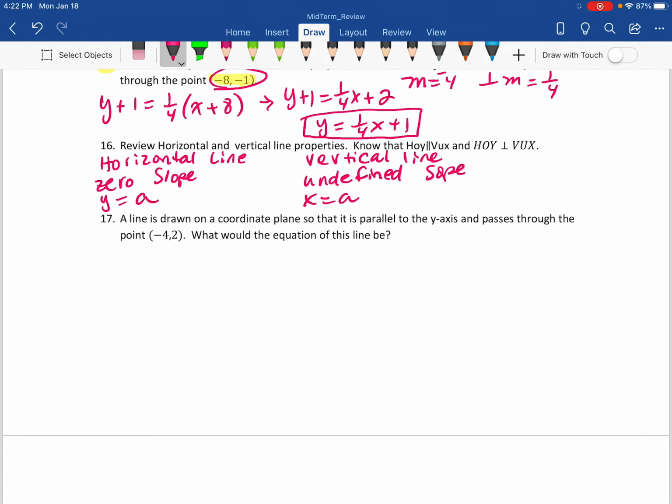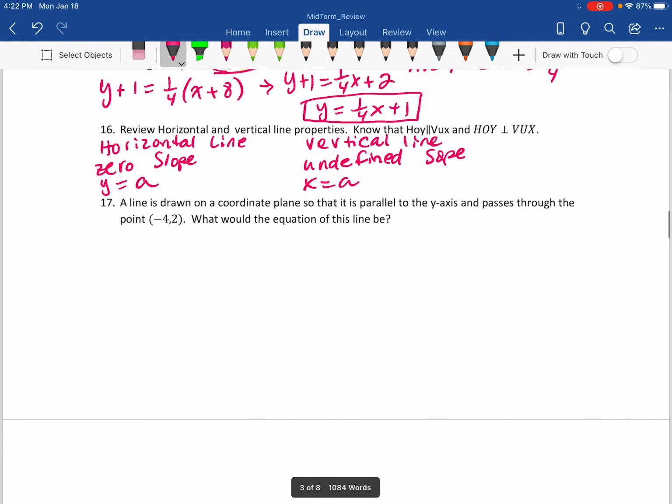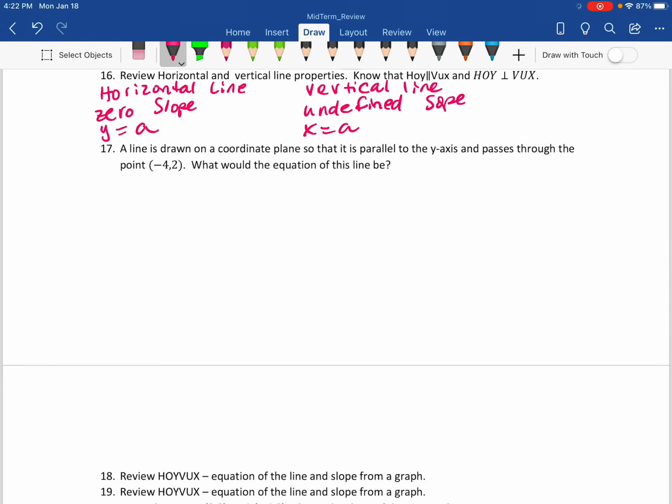And x equals a number, and that will be the equation line. All right, so that falls into question number 17. A line is drawn on the coordinate plane so that it is parallel, so parallel means same slope, to the y-axis and passes through the point (-4, 2). So let's talk about what that line looks like.